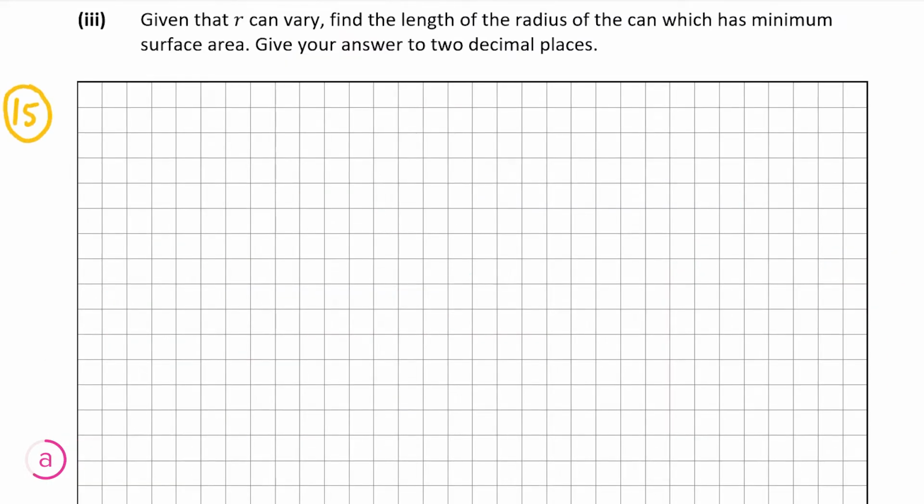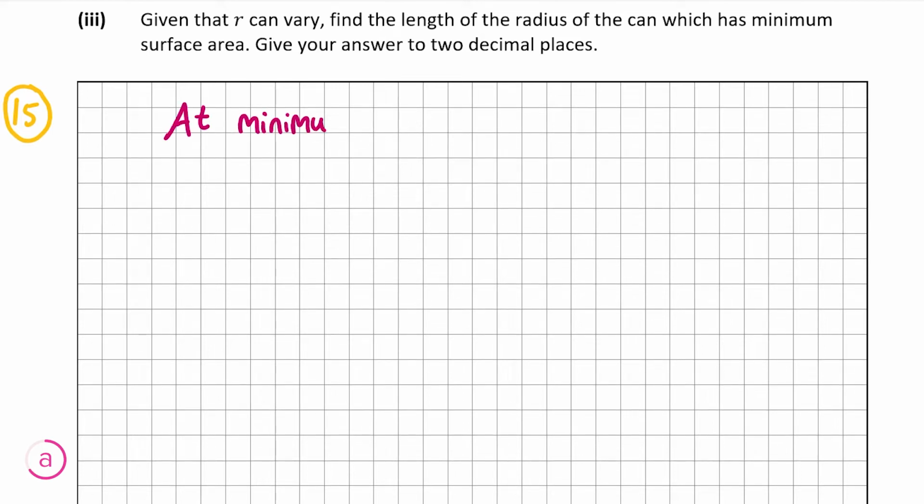So this tells us that r can vary, and it's asking us to find the length of the radius of the can which has minimum surface area. We have to give our answer correct to 2 decimal places. So to find the minimum value of something, you're just going to differentiate it and then put it equal to 0 and then solve for the variable. So in this case, we're going to find dS/dr.